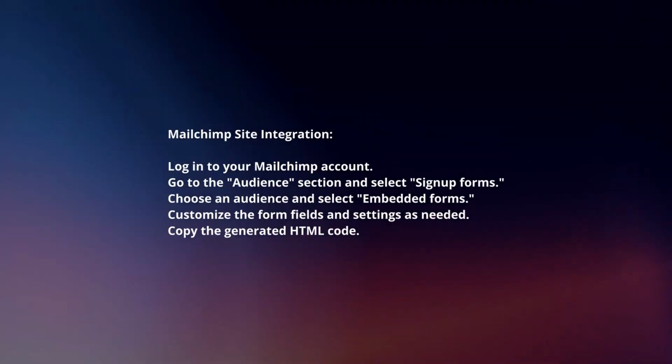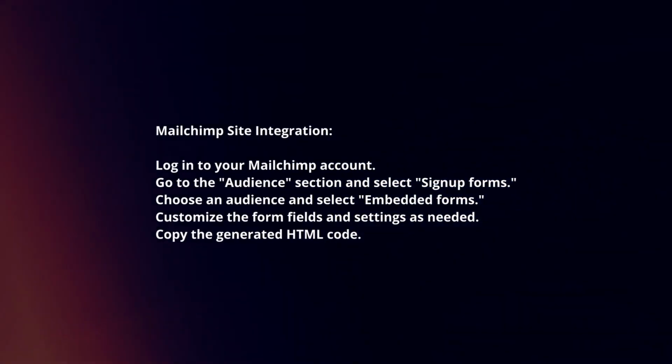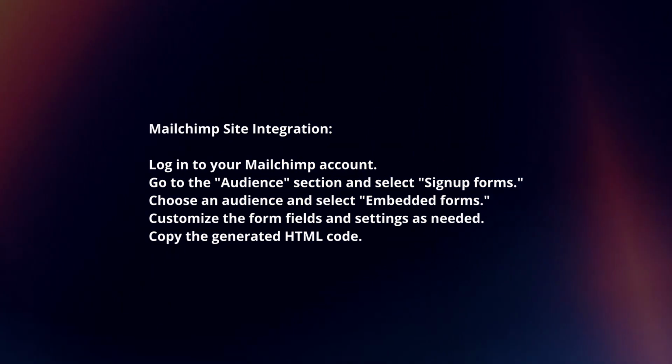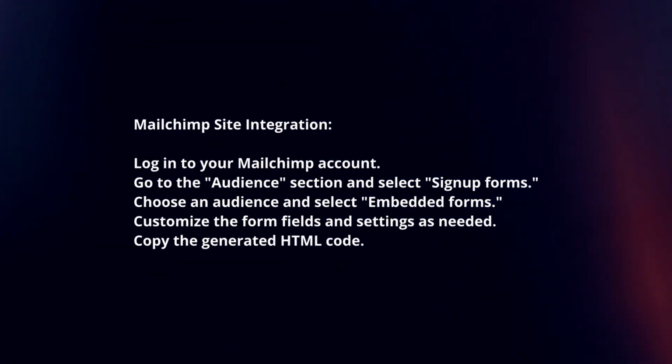Mailchimp site integration. Log into your Mailchimp account. Go to the audience section and select sign up forms. Choose an audience and select embedded forms. Customize the form fields and settings as needed. Copy the generated HTML code.